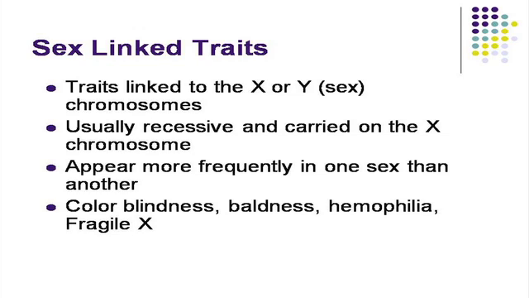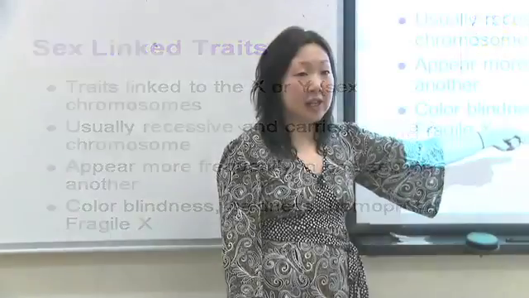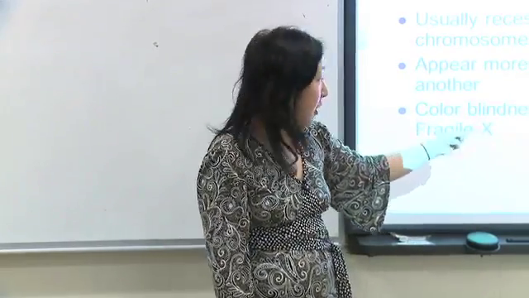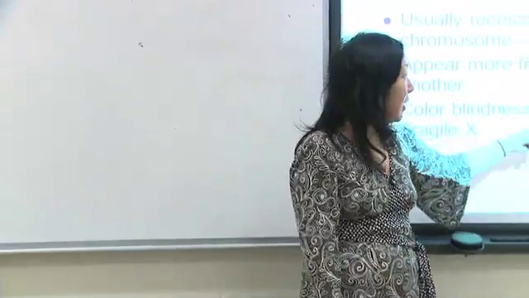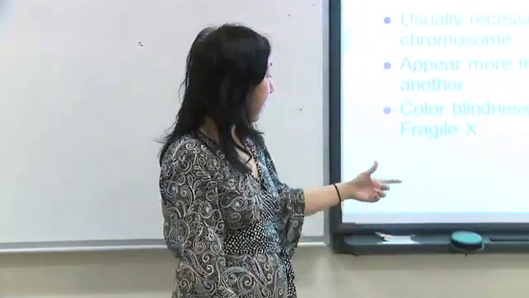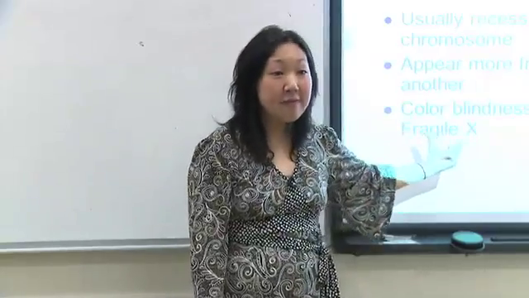So sex-linked traits, okay, traits linked to the X or Y chromosomes. Usually recessive and carried on the X chromosome, that's why everybody is female at the beginning, but once it's matched X and Y, then it can be a male, all right? So that's what it is. Then it appears more frequently in one sex than another. So color blindness, which sex has more than the other? Male. Yeah. Baldness, male. Hemophilia, male. Fragile X, female. Okay.